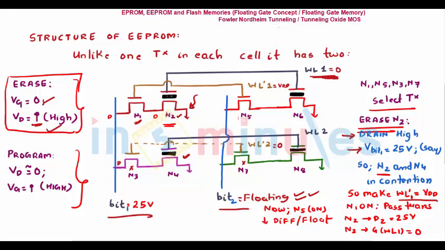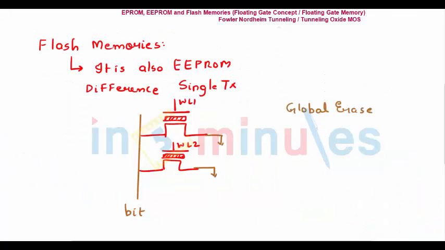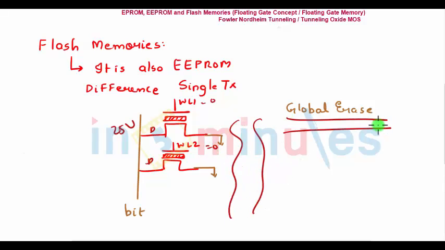So this is the concept of double EPROM. Flash is also a type of EPROM. The difference is a single transistor. They don't have a select transistor. I've just explained this, word line 1, word line 2, and so on. If I have to erase and I give 25 volts at the drain, then all these transistors, because the word lines would be 0, would be erased at the same time. It's nothing but a global erase.